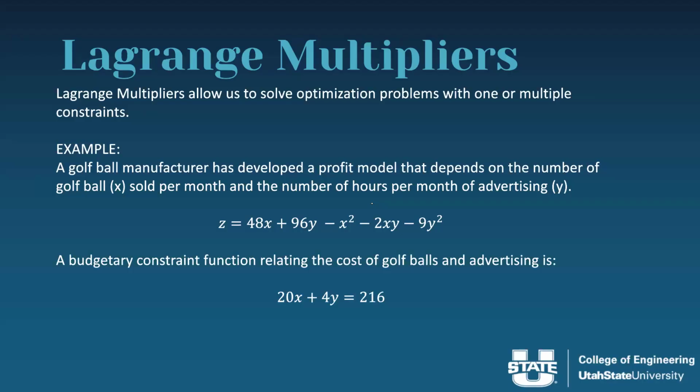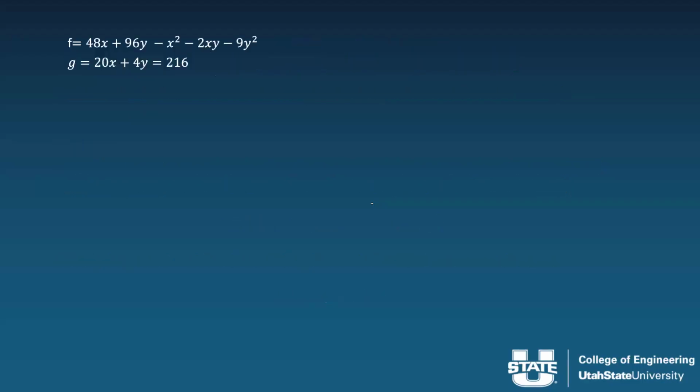So that is the profit model. But there is a budgetary constraint function relating the cost of golf balls and advertising, and it is that function right there. So now we have to figure out what is the optimal profit for the budgetary constraint that we have. So that is where we are going to use Lagrange multipliers. That is our example right there. So we have our main function and we have our constraint. Our main function is our f right there, and our constraint is g.